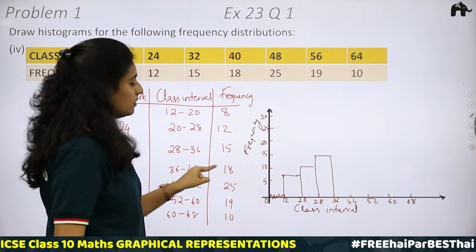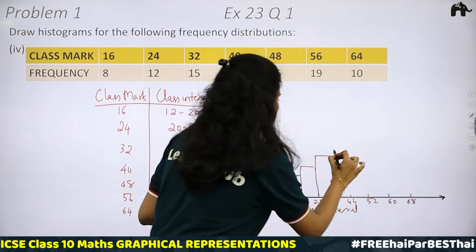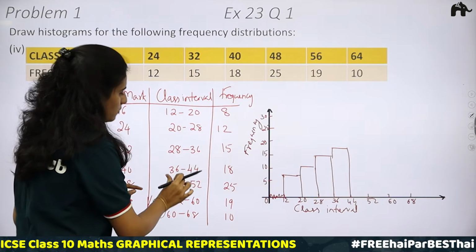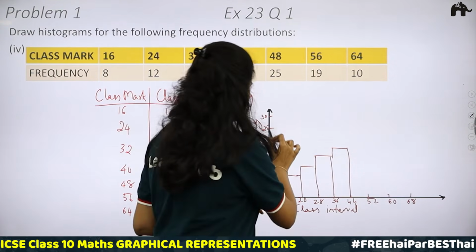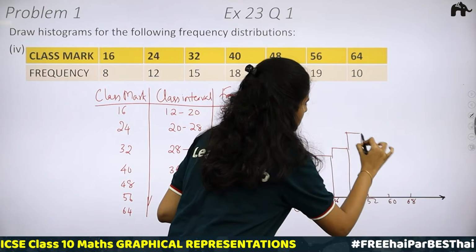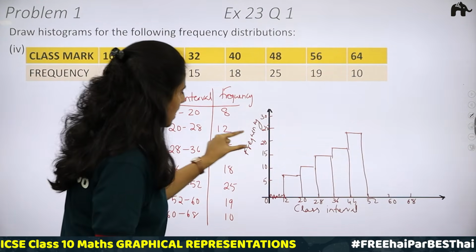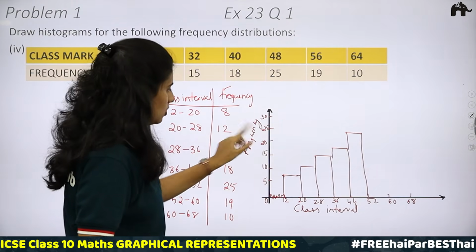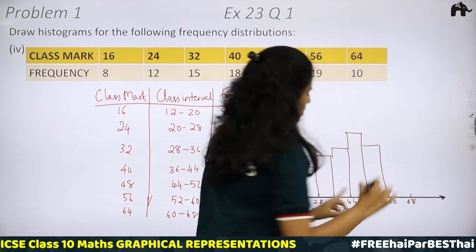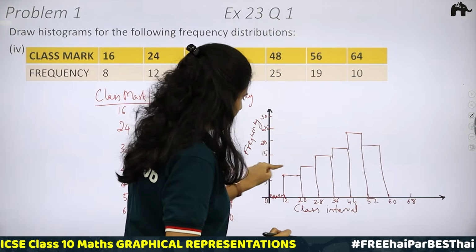Next, 36 to 44, it is 18. 18 lies between 15 and 20, so somewhere here you will be having 18. Next, 44 to 52, it is 25. Here we have 25. Then, 52 to 60, it is 19. Where do we have 19? 19 lies between 15 and 20, just below 20. So just below 20, somewhere here you will be having 52 to 60. Next, 60 to 68, it is 10. Here we have 10.